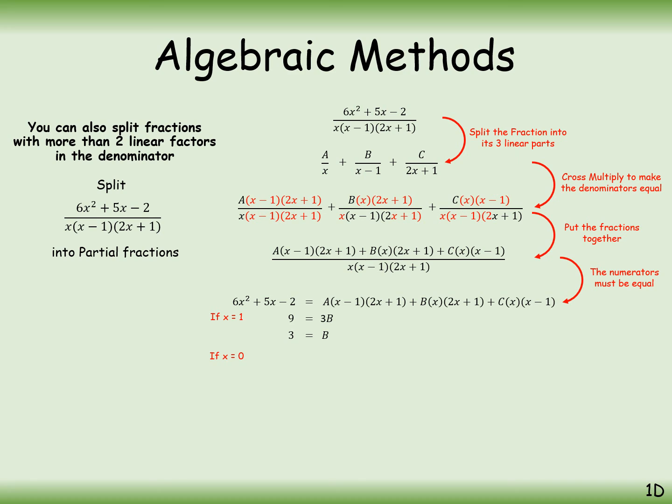Well, if we let x equal to 0, we could get rid of b and c. So if x equals 0, we'll have minus 2 equal to minus a. So a is just equal to 2.